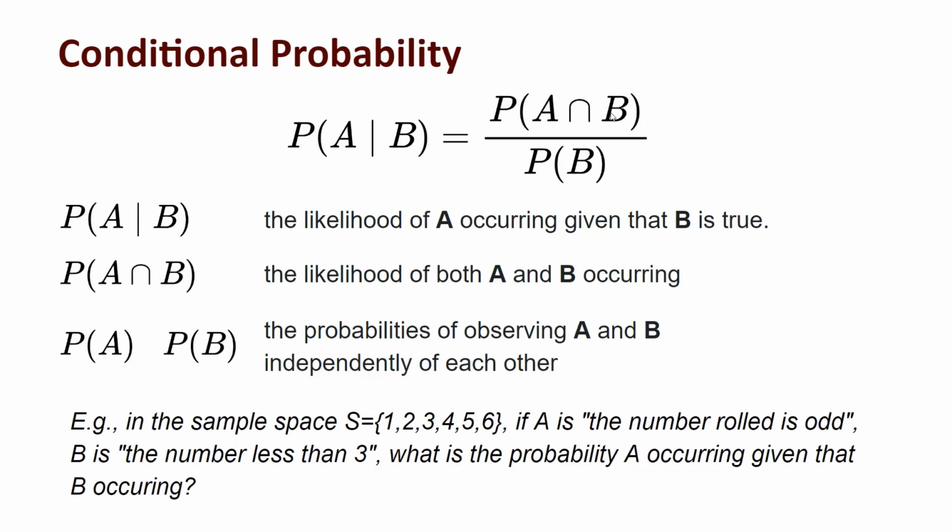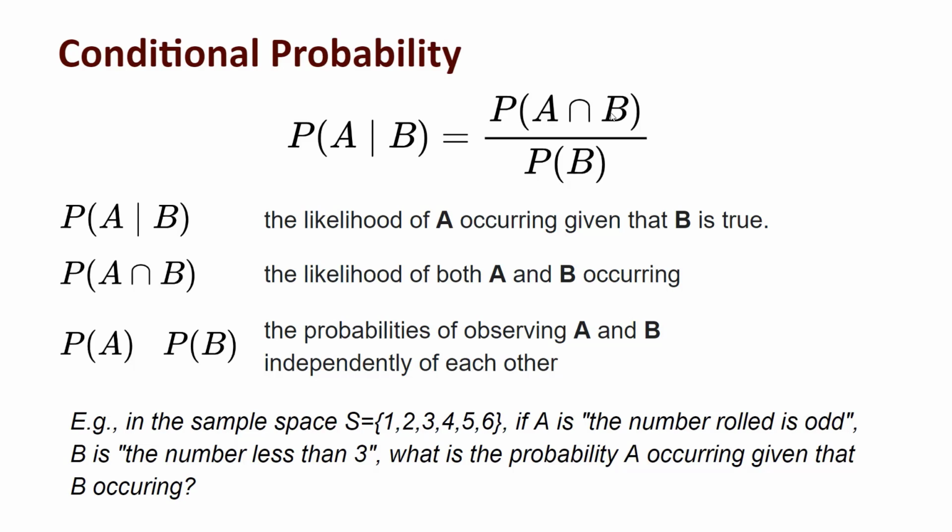P(A ∩ B) is the likelihood of both A and B occurring. And P(A) and P(B) are just the probability of A and B independent of each other. It doesn't really consider A when calculating B, so P(B) is a value for that. For example, if I look into the sample space, again, S goes all the way from 1 to 6. If A is a number that is odd, which is 1, 3, 5, and B is a number less than 3, which is 1 and 2.